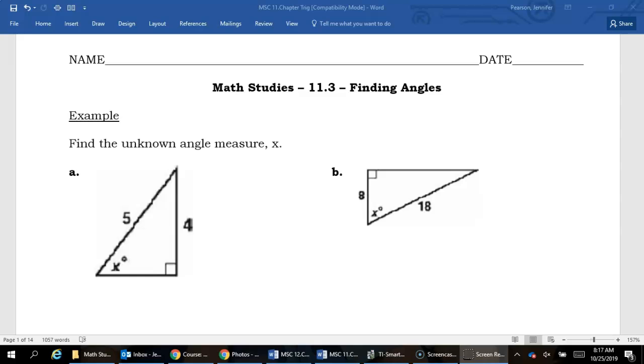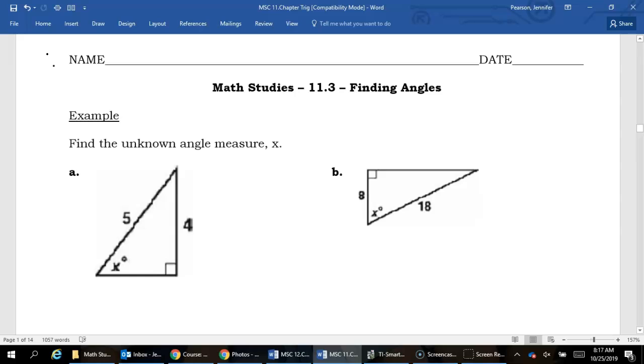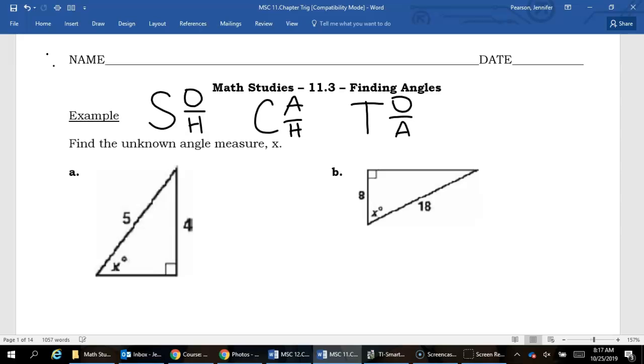This is Math Studies Lesson 11.3, Finding Angles. We are starting with the exact same ratios from the last two lessons. We know that the sine is the opposite over hypotenuse, the cosine is the adjacent over hypotenuse, and the tangent is the opposite over adjacent. So I like to throw that at the top of every single page that we're working on with these right triangles to make sure that I remember to set up my fractions the right way and choose the correct trig function. And we're going to start off the exact same way, finding angles as we did on finding sides.